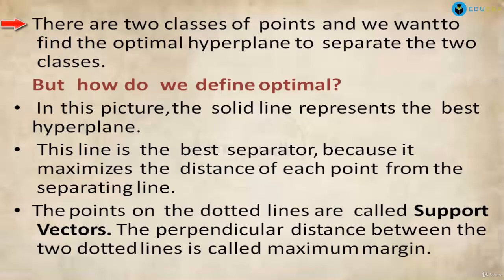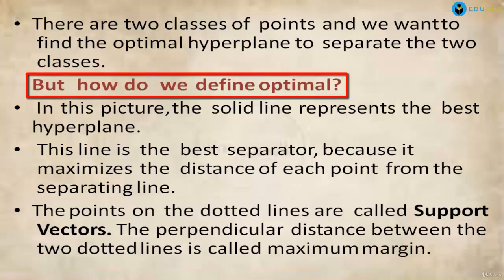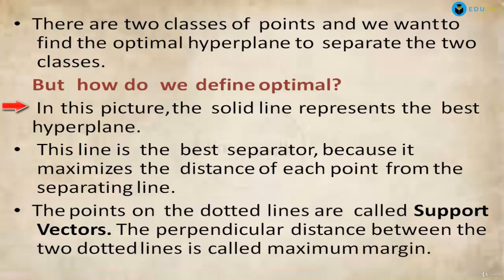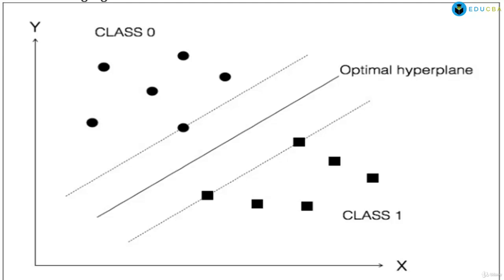So there are two different classes of points and we have to find the optimal hyperplane. This is our problem. But how do we define optimal? In this picture, the solid line represents the best hyperplane, and that's why we are assuming it is the best separator. This line is the best separator because it maximizes the distance of each point from the separating line. The points on the dotted lines are called support vectors, and the perpendicular distance between the two dotted lines is called the maximum margin. Now see this diagram. In this diagram, the distance between these two dotted lines is known as the maximum margin, and the points present on these dotted lines are known as support vectors.